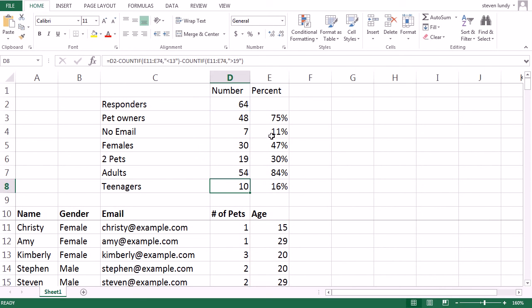Finally, we looked at how we can calculate percentages in Excel and format them properly.